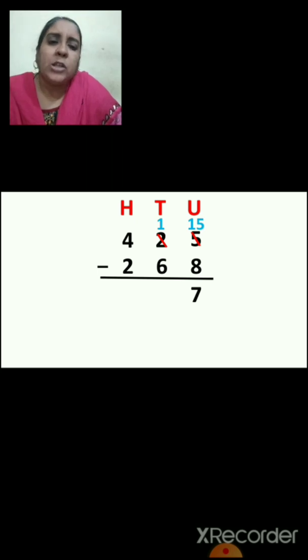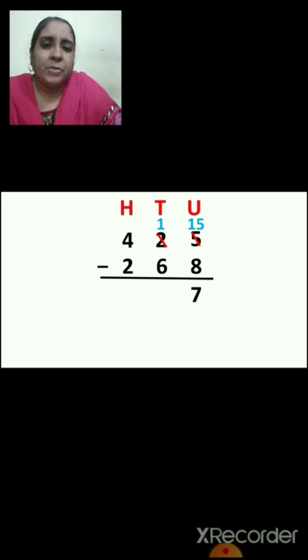Now we will go to tens place. Now here also see, up 1 and down 6. You cannot minus 6 from 1. So you have to go to hundreds place. So what you will do? You will cut 4 and out of 4 you will take 1 to tens place. So 4 minus 1, what will remain in hundreds place? 3. Very good.